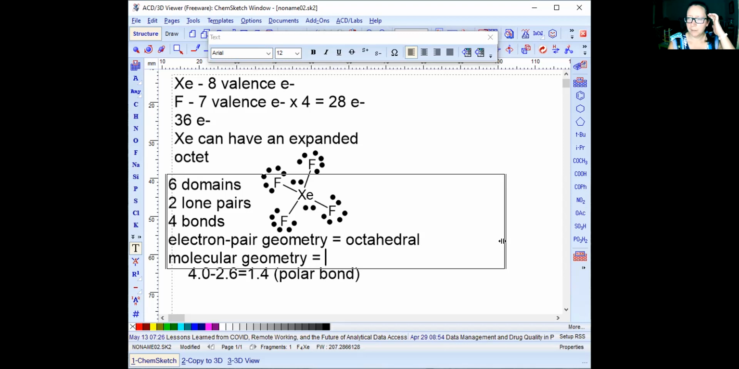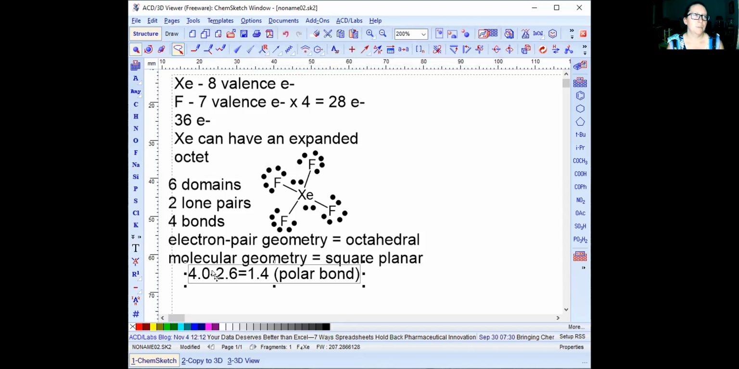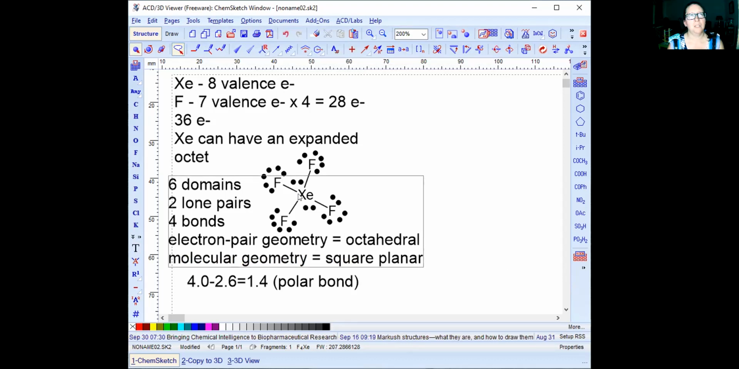If we have 6 domains and 2 of them are lone pairs, the name of that shape is square planar. And that's why I disagree with the shape that is being proposed by this 3D optimization. It's not taking into account these 2 lone pairs. So I would have to share with you the model, but I don't have it built right here. So I have to make a separate video, a molecular model of that.